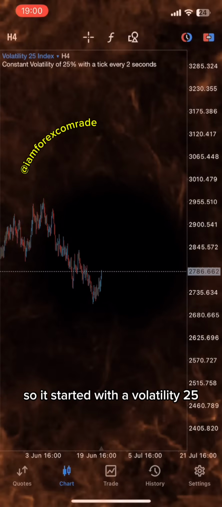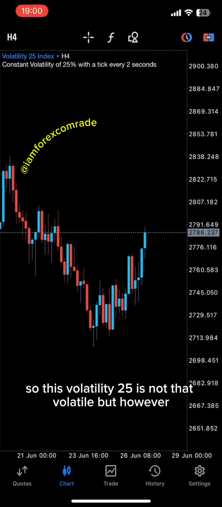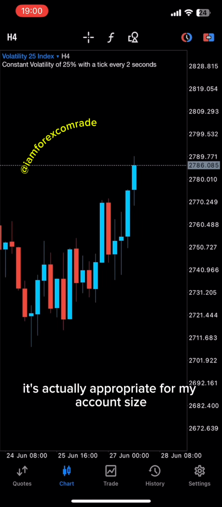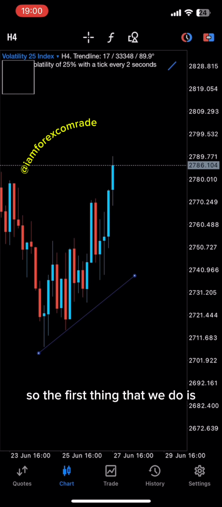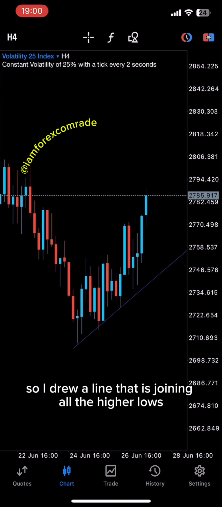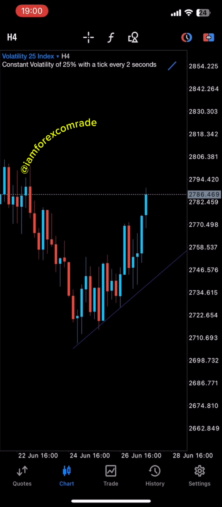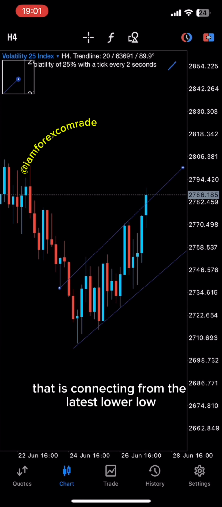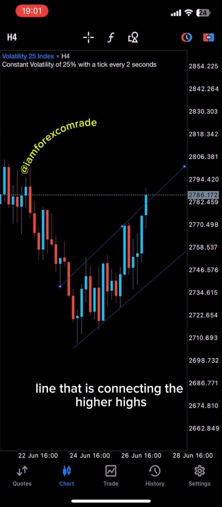So it started with a volatility 25. This volatility 25 is not that volatile, but however it's actually appropriate for my account size. So the first thing that we do is we draw the lines of confluence. I drew a line that is joining all the higher lows, connecting from the latest lower low, and then I am drawing another line that is connecting the higher highs.